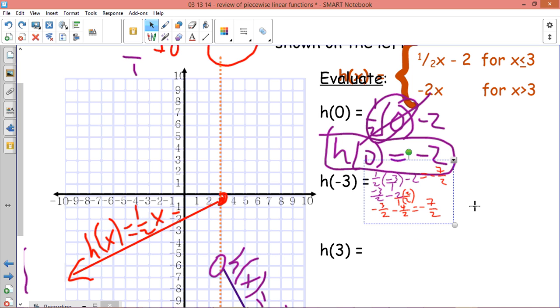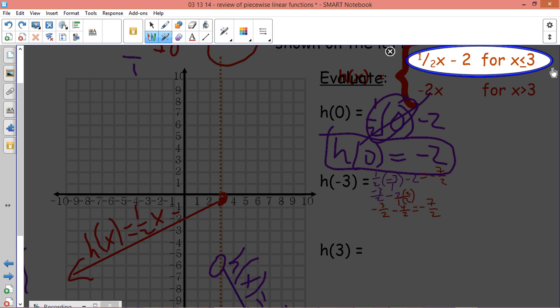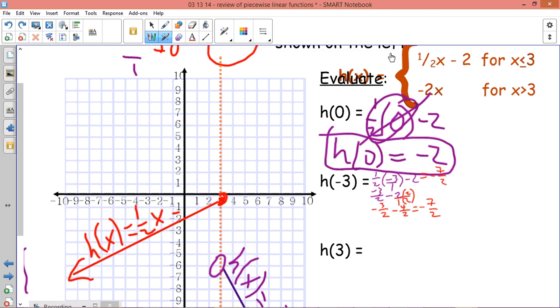And I'm going to do h of 3. Now here's the tricky one, and it's the reason I put 3 on purpose. Which one do I use? They both have a 3 in it for the x. We use the one that can actually equal 3. So again, this first equation can work for x is less than or equal to 3. So I'm going to use that equation.